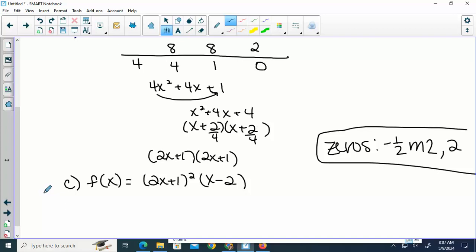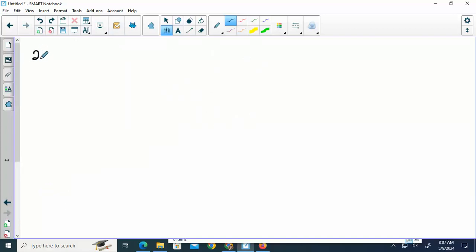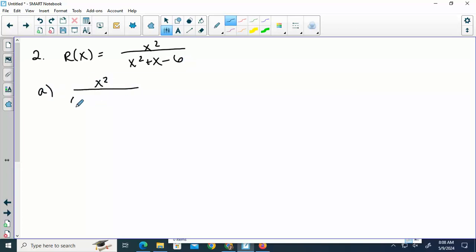Let's look at number 2. So we have a rational function. So part A is factoring. X squared, we can't really do anything to, but the bottom could factor into x plus 3, x minus 2. X and y intercept. An x-intercept, just like with a line, is where you hit the x-axis. So that means your y is 0.